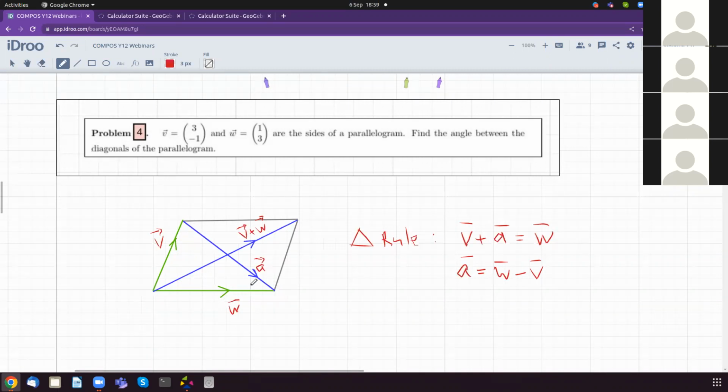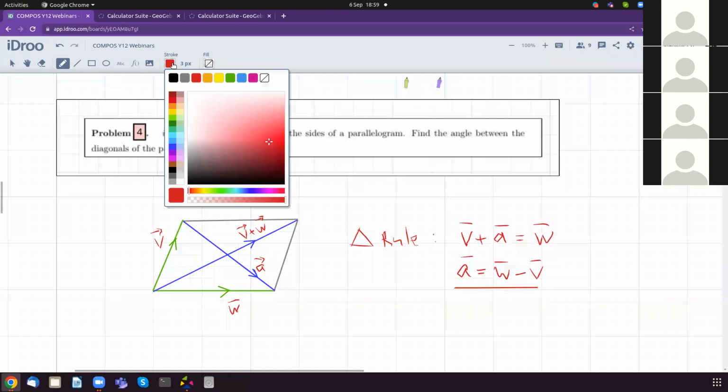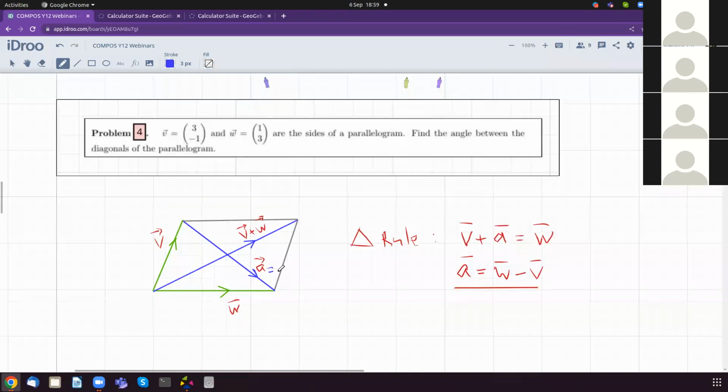Does that make sense? On a scale of 1 to 10, please, how much sense does that make? That A is W minus V. Oh, that's brilliant. Okay, you understand this. That's good to know. A is W minus V.